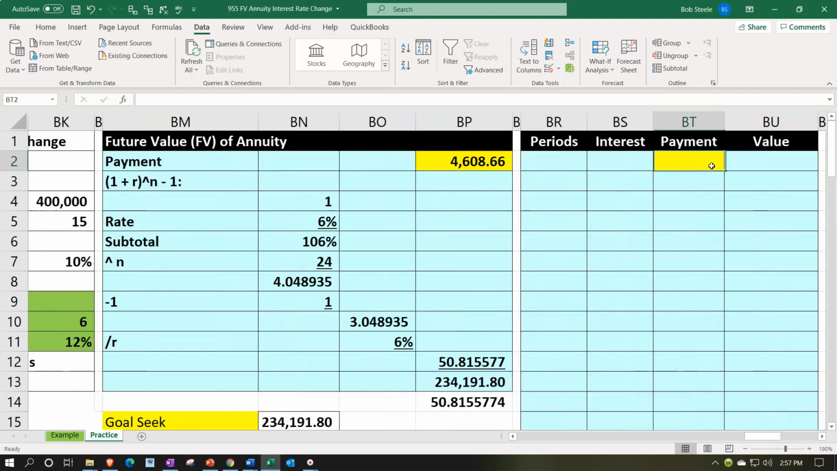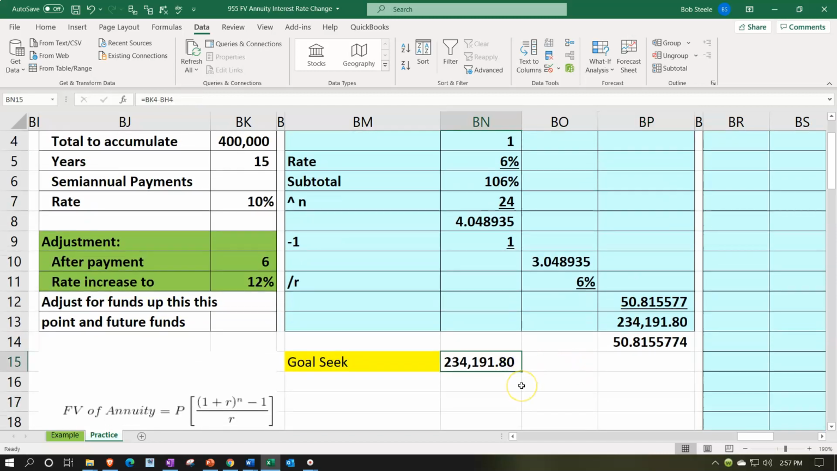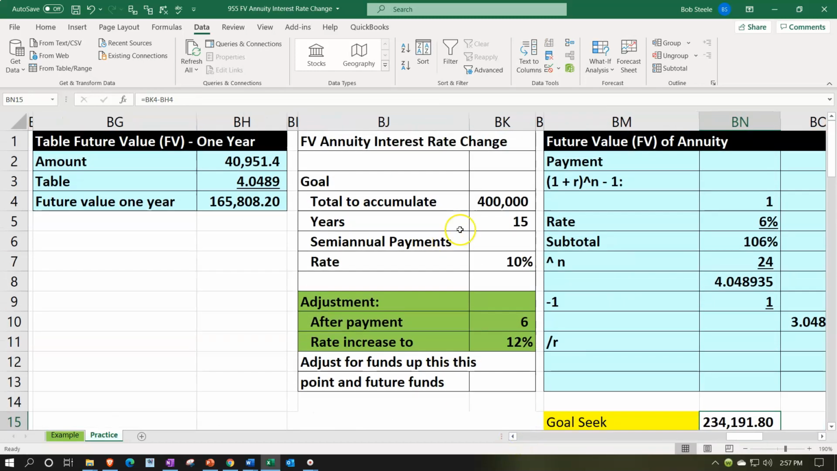Let's do it another way. So that means that we're going to have to set up another annuity for 24 payments that are going to be the payments of $4,608.66 to get to this number, the 234,191.80, which we need to get finally to the 400,000 after having already received 40,951 from our prior calculation, which we think will generate for that 24 time periods 165,808. So that's where we're at now.